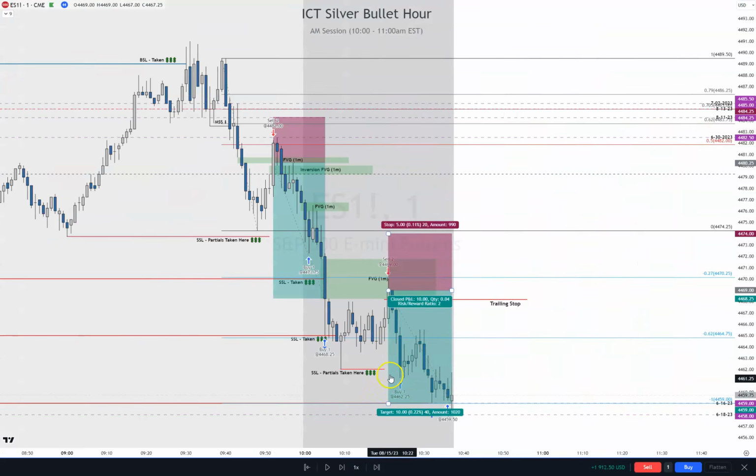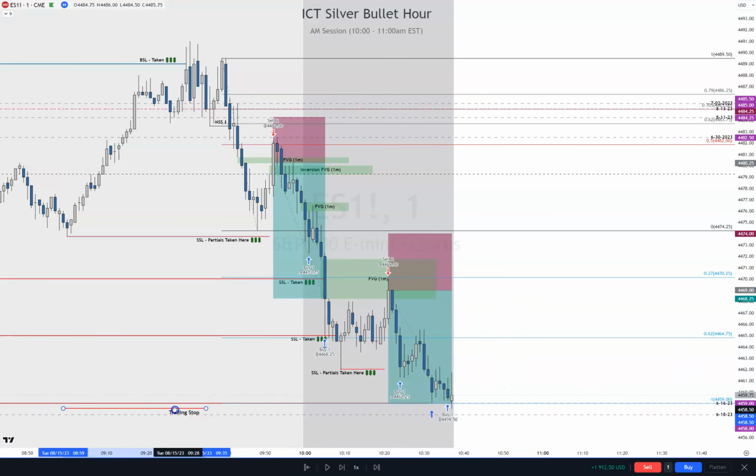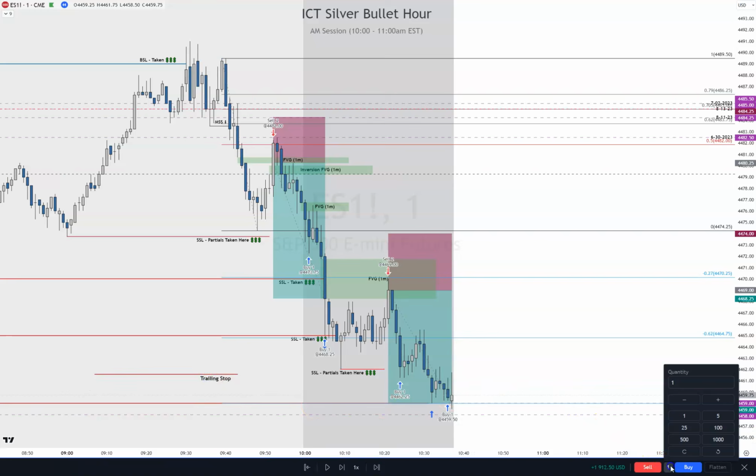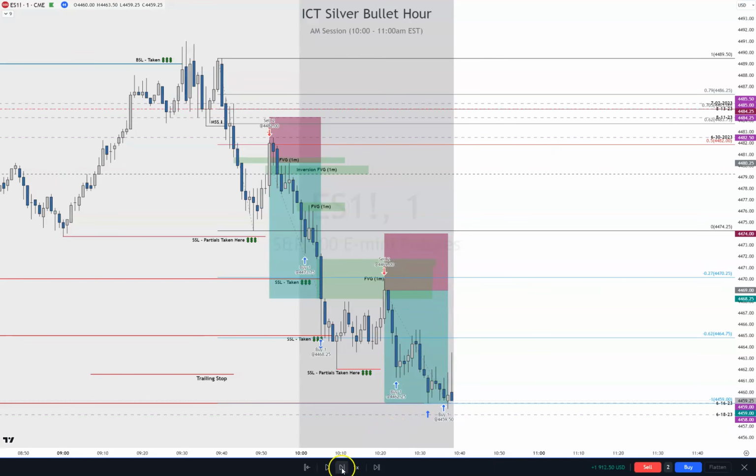Okay? So sell side liquidity has been taken. Now if we get a market structure shift, we might be able to go long. So I'm going to move this out of the way. Alright, let's go back here. Now, if I've already taken these 2 trades, am I taking another trade? No. I've already hit my target for the day. I'm good. But in this demonstration or this example, I'm showing you how you could have traded this.